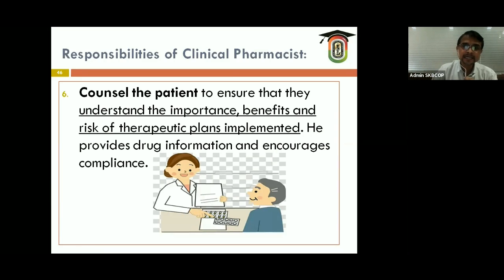It is always seen that whenever patient counseling is done, either by a physician or a pharmacist in the hospital setting, the patient compliance and adherence to the therapy is good, right? So he provides the drug information and encourages compliance as far as the patient is concerned.